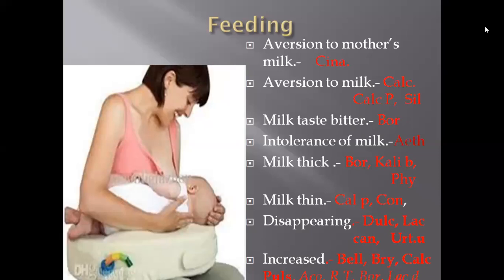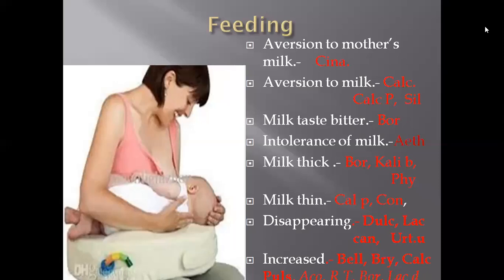And for this, you have to remember at least 4 or 5 medicines in your early practice life. These medicines are Lac caninum, Urtica urens, Asafoetida, and Agnus castus.